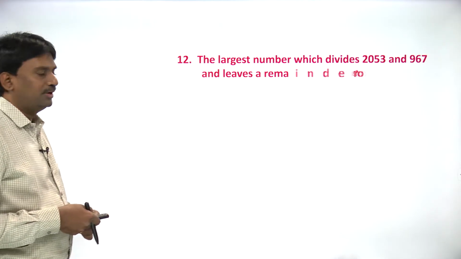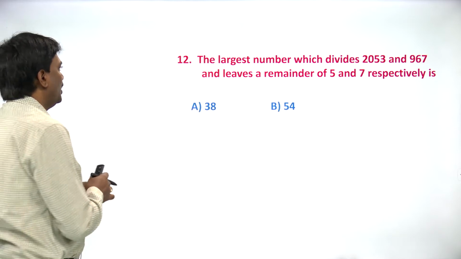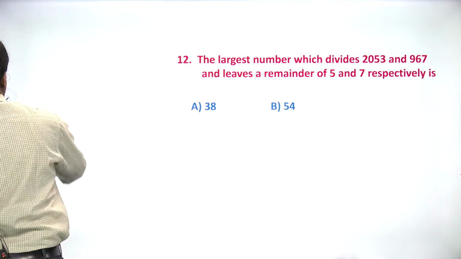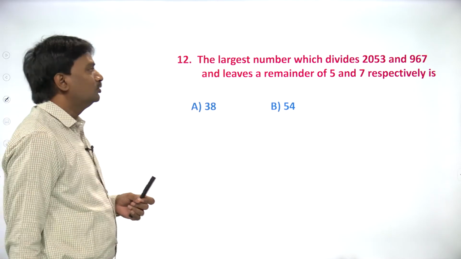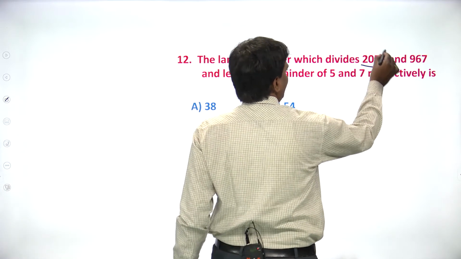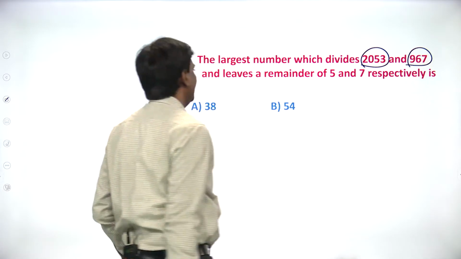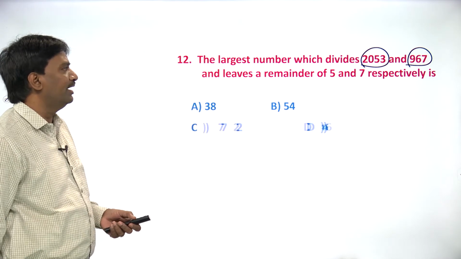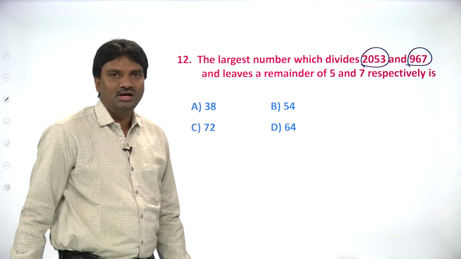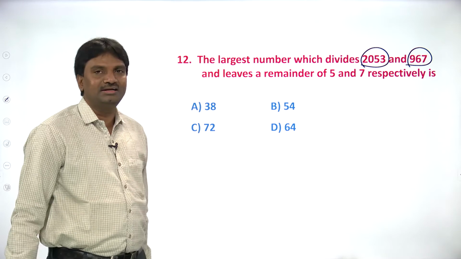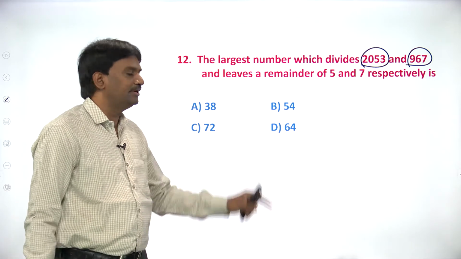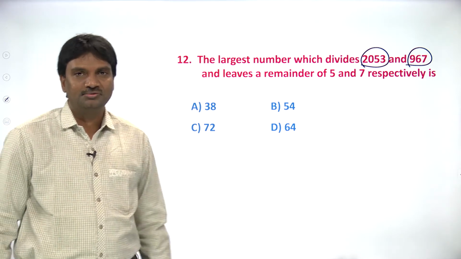Look at this problem. Here we have: the largest number which divides 2053 and 967 and leaves a remainder 5 and 7 respectively is. The options are given as A 38, B 54, C 72 and D 64.